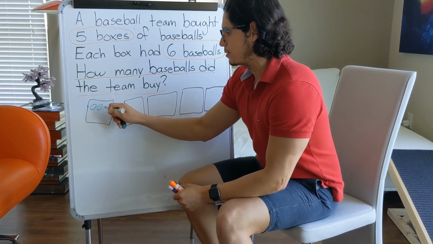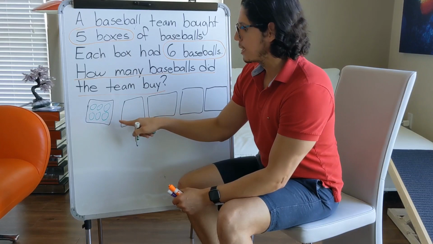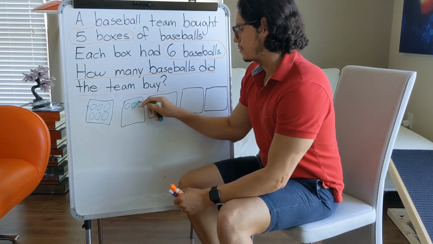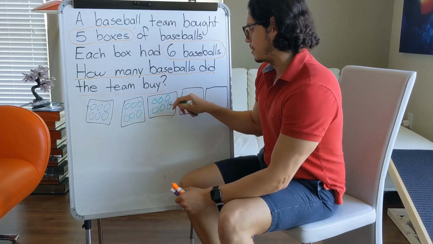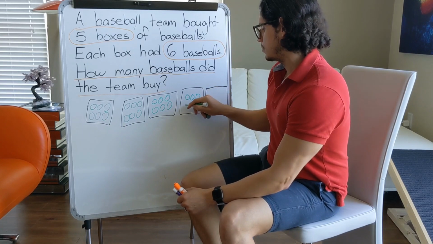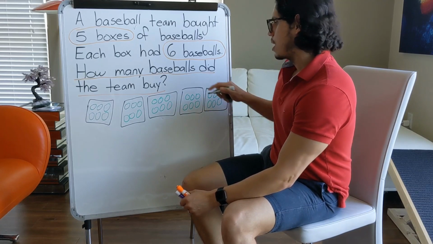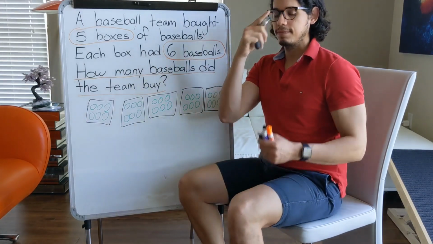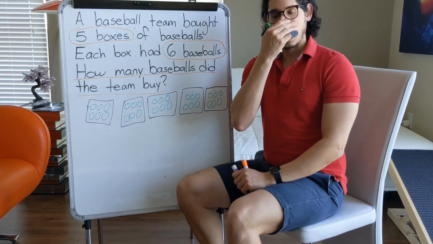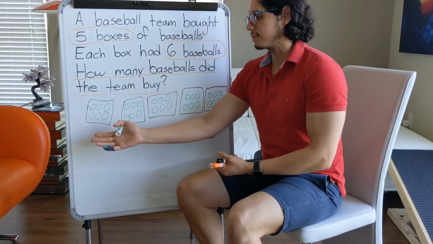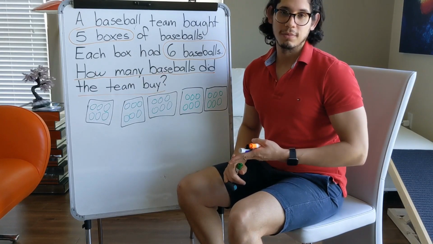This box has 6. Masterfully drawn baseballs. This box has 6. This box has 6. This box has 6. And this box has 6. How many baseballs did the team buy? This should now look familiar, but I want to pause right here. I want you to review all of the steps that we have done so far to identify what I need to do and what the problem really looks like.